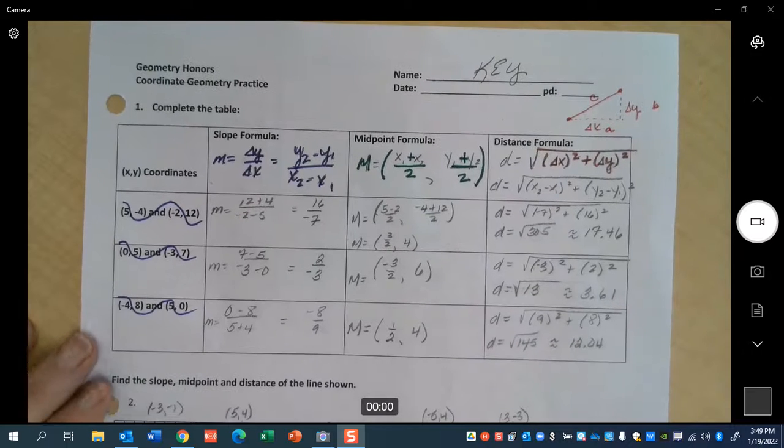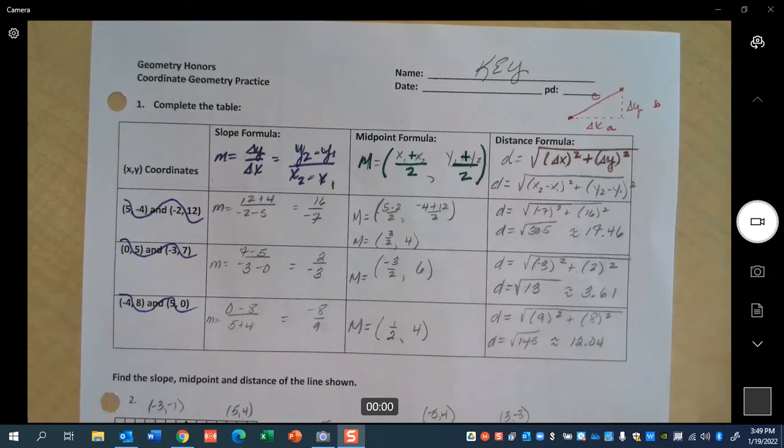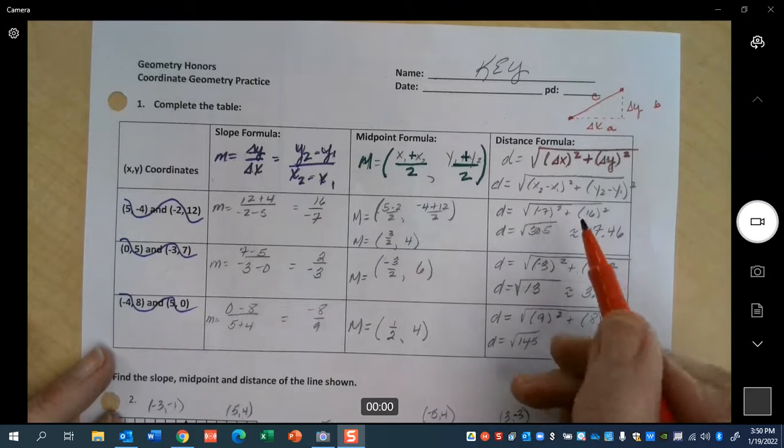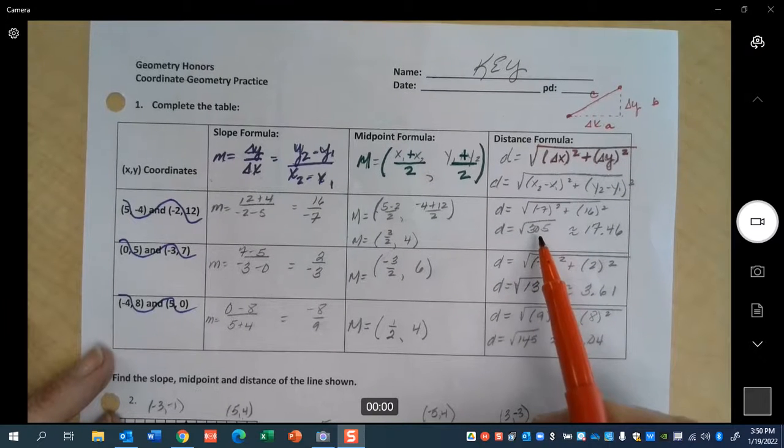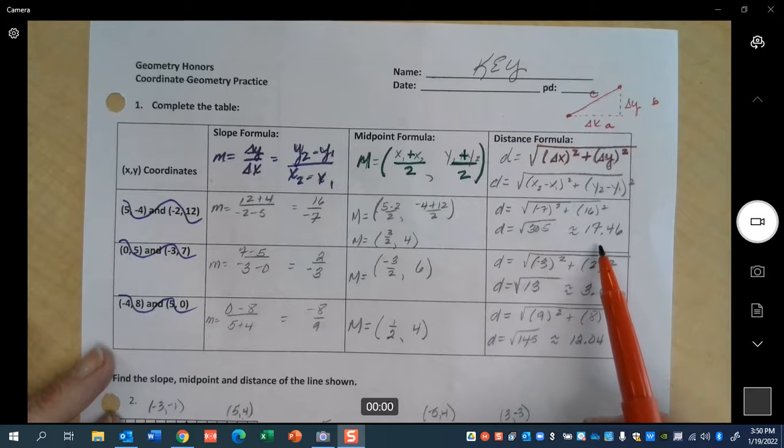We don't really need to be too concerned with negatives because those negatives will square away. If we can simplify the radical, we need to. And then, of course, we need to know the difference between the exact measure as a radical and this estimated value rounded to the nearest hundredth.